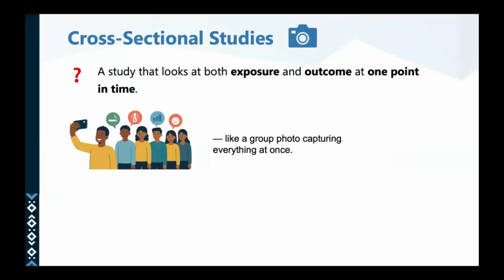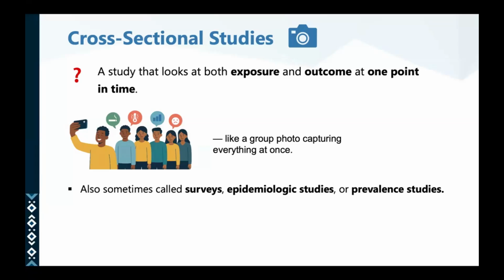You cannot tell if the exposure came before the outcome or not. So it's a one-time snapshot. You can't tell anything about temporality. You don't know whether exposure came before the outcome or not. And so these cross-sectional studies are sometimes called surveys, because almost all surveys are really cross-sectional in design. Another way that some researchers would describe it is as prevalence studies, as they are the ideal study design for measuring prevalence.